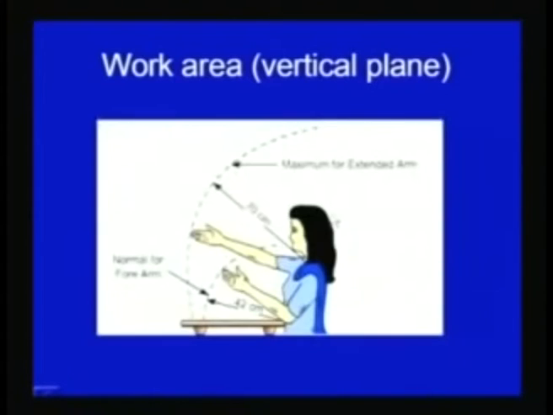What we have seen were the working areas in the horizontal plane. Now, we can see the working area in the vertical plane. Here, from the shoulder to the maximum stretch of the hand is 70 centimeters, the maximum for the extended arm, indicated by this will be the maximum working area, and here it is 42 centimeters in the vertical plane, indicating the normal working area. Normal for the forearm and the maximum for the extended arm is 70 centimeters.